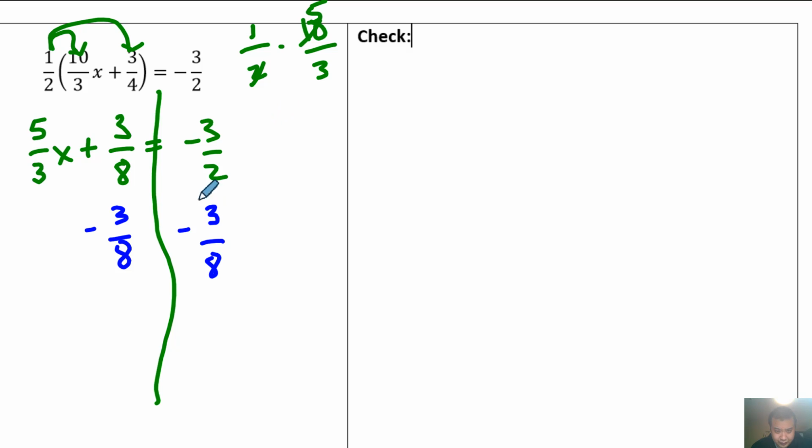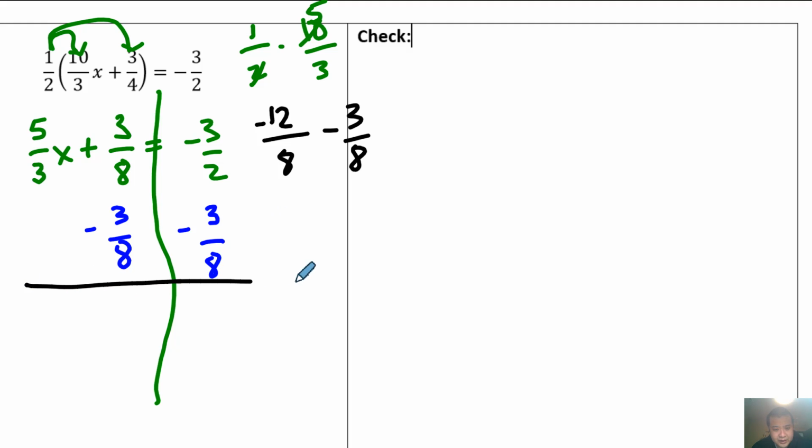Negative 3/2, in order to get it to have common denominators of 8, I'm going to multiply this by 4. That makes it negative 12 over 8 minus 3/8. And that gets us negative 15/8. So negative 15/8, we get 5/3 x equals negative 15/8.